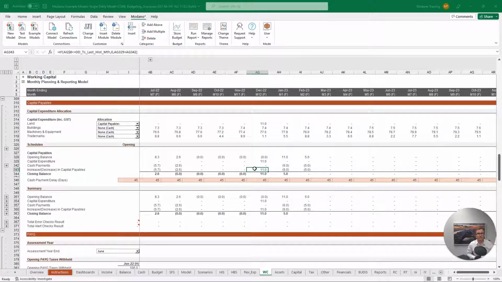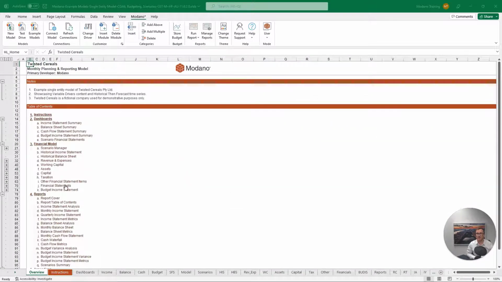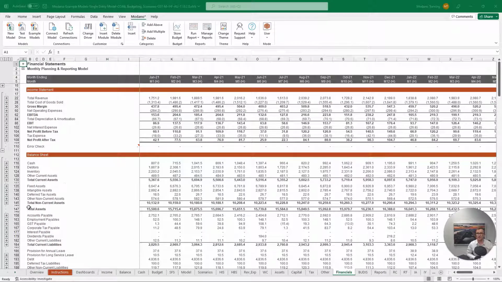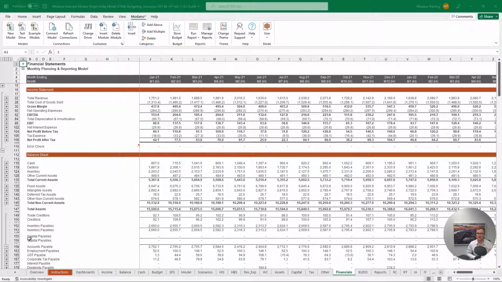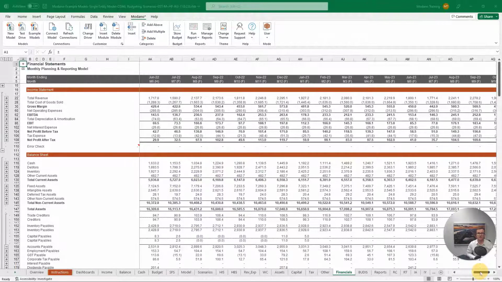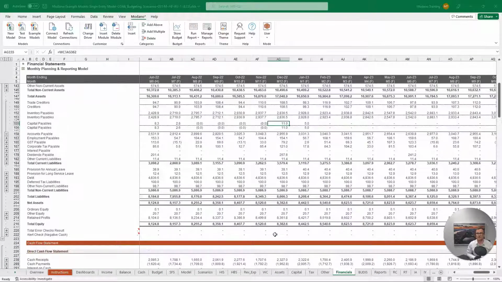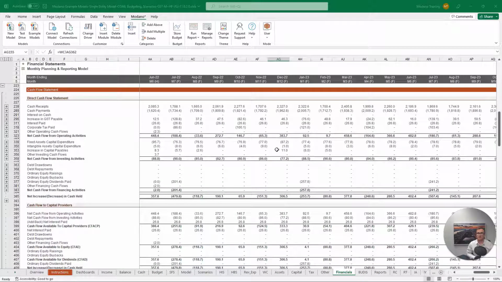If we wanted to see the movement in this balance on our financial statements, we can then head to our table of contents and then activate our financial statements. Heading first to our balance sheet, if we expand our accounts payable collapse rows, we can see our capital payables category, and if we scroll across the time series until our forecast month of December 22, we can then see our balance of 11.0 in our current liabilities on the balance sheet. Similarly, if we then scroll down to our cash flow statement, in the month of December 22, we can then see our 11.0 increase in our capital payables on the cash flow statement within our investing section.